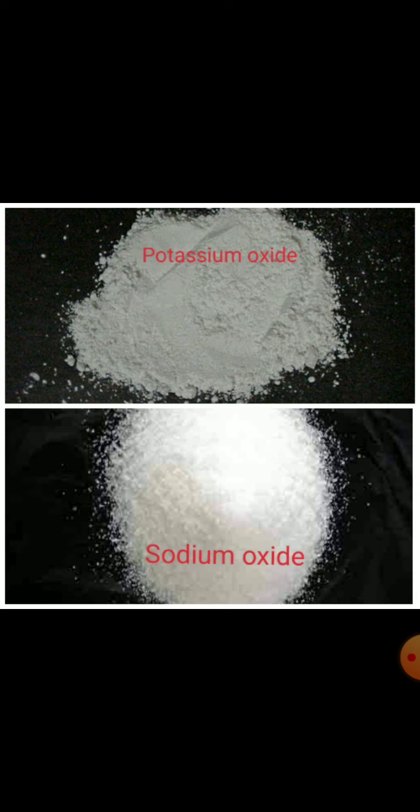Which are they? Sodium oxide and potassium oxide dissolve in water to produce alkalis as follows. So these two are the metal oxides, sodium oxide and potassium oxide, which are not insoluble, which means they are soluble. So sodium oxide and potassium oxide are soluble in water and they produce alkalis.